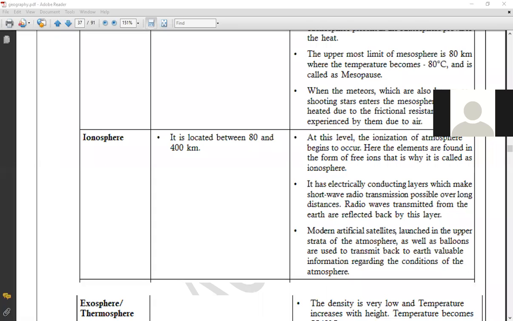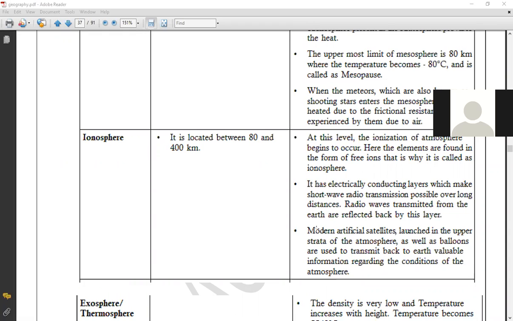So anything which revolves around one particular thing is called a satellite. So we have satellite cities as well. We will see what the meaning of satellite cities is. But anyway, there are some artificial satellites also.